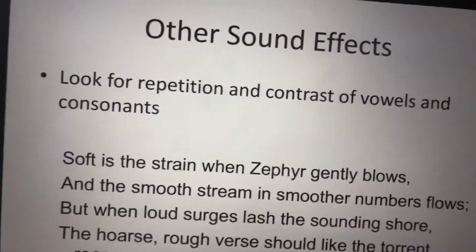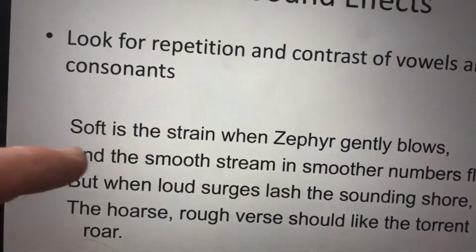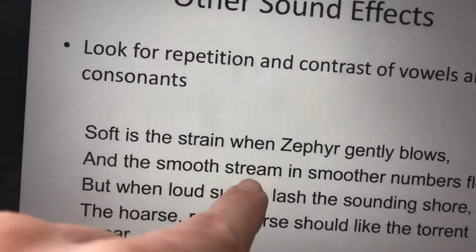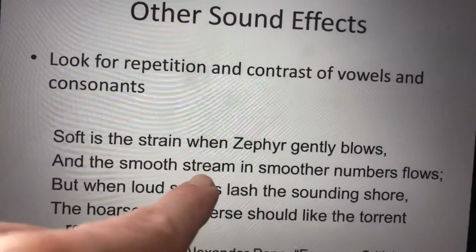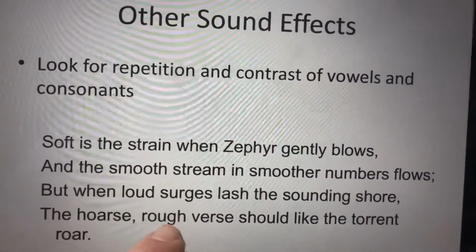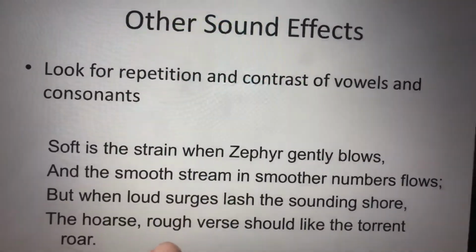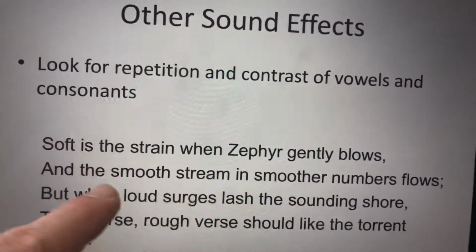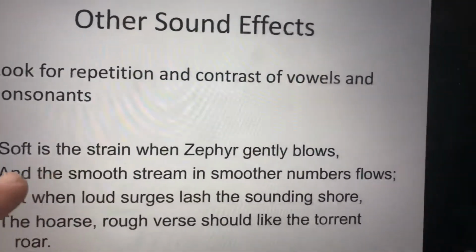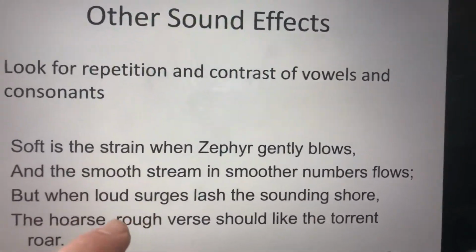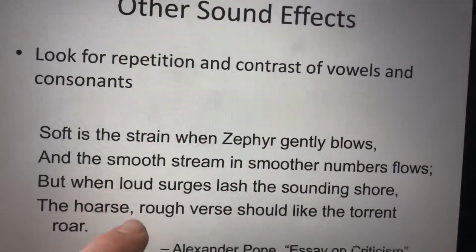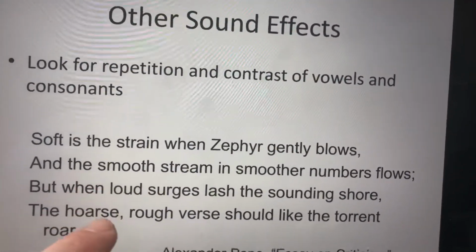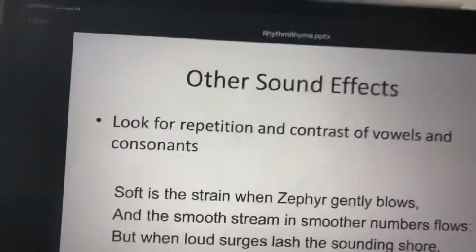Zephyr just means wind. Notice these first two lines are about wind and a stream, like a flowing river. But these two lines are about crashing waves. So notice that these first two lines sound smooth because they're about a smooth wind and a smooth stream. But these next two lines, which are about crashing waves, sound rough because the waves are rough. So notice, how do they do this?